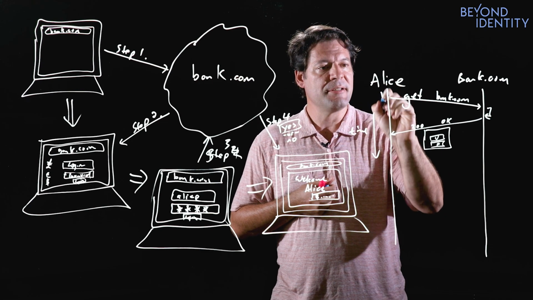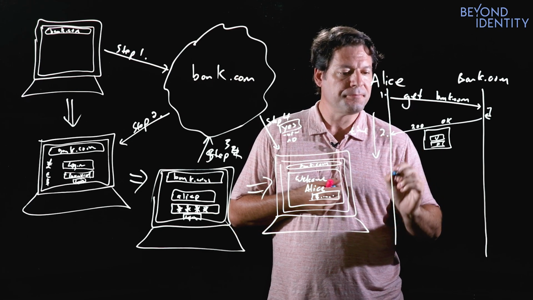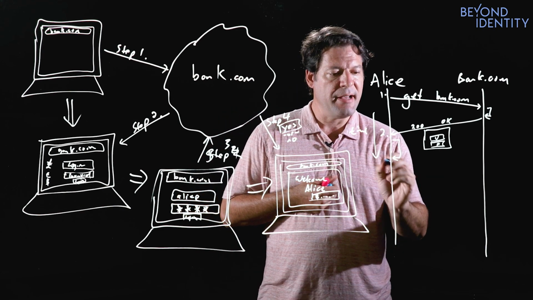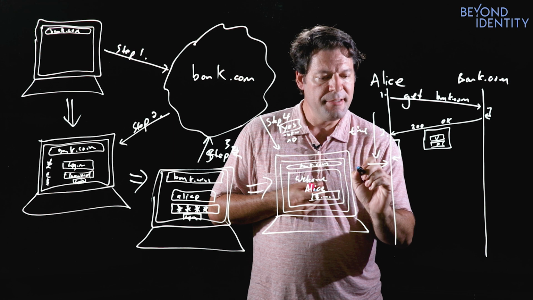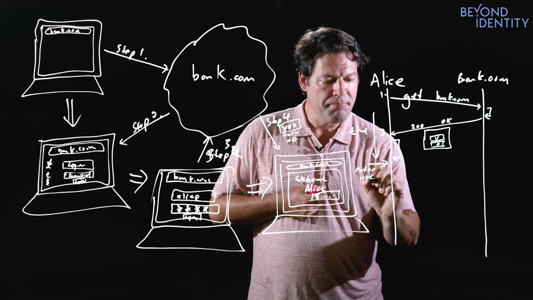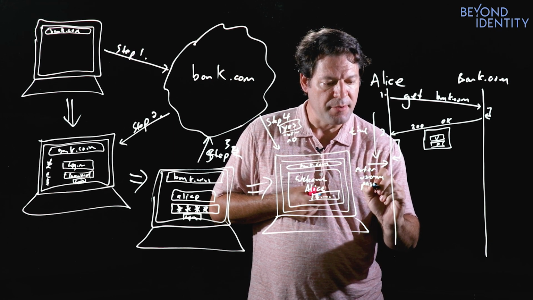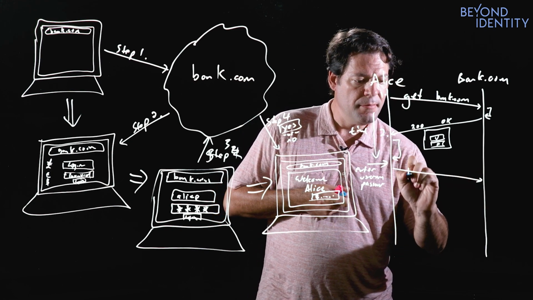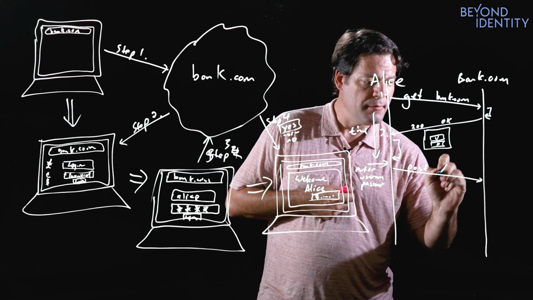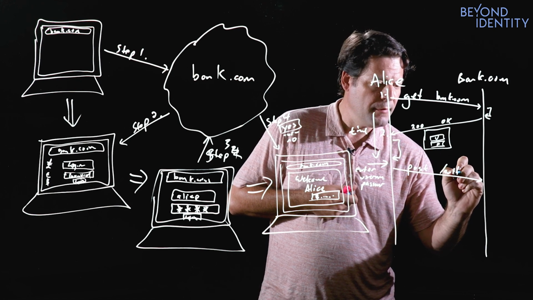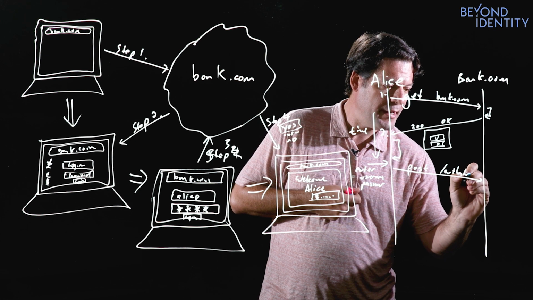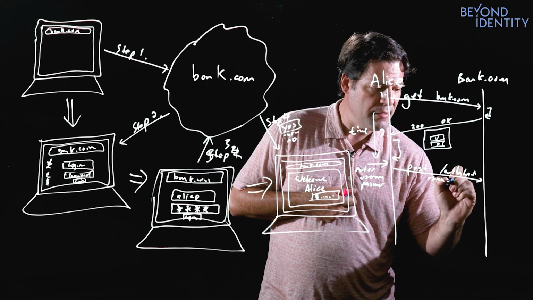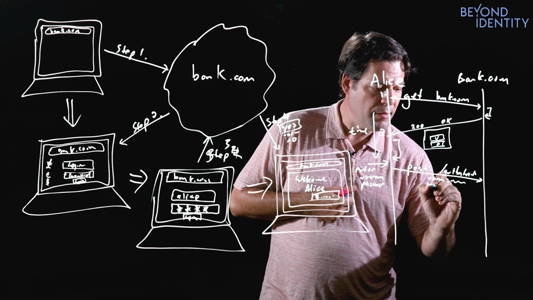If we wanted to label this, this was step 1, this was step 2. All right, so at this moment in time, this display is now showing to Alice, and Alice is going to enter a username and a password. So this typically is not going to be a GET, it's going to be a POST. And I'll tell you a little bit more about that in a second. But in the body of that POST is going to be the username and the password.